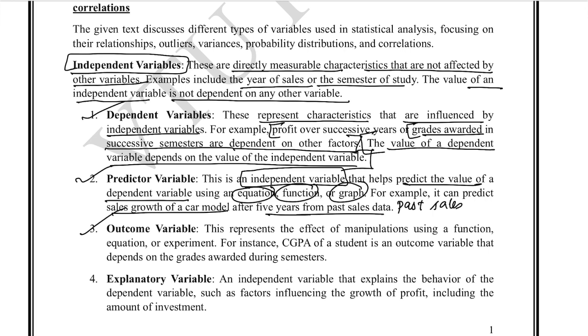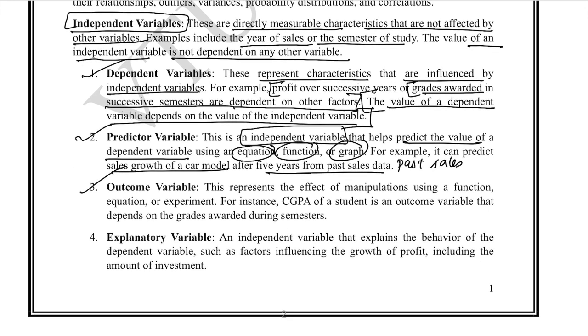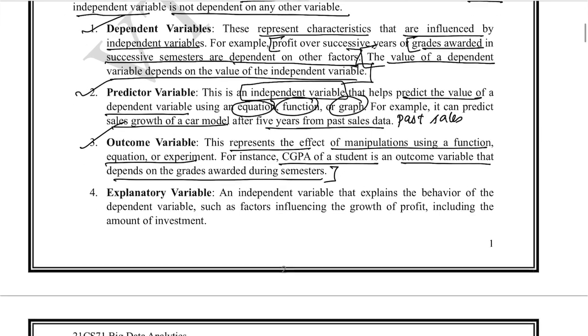Next you have the outcome variable. Outcome variable is nothing but the effect of manipulations. These represent the effect of manipulation using a function, equation, or experiment. That means the variable which you get after you do some experiment. For example, the CGPA of a student is an outcome variable that depends upon the grades awarded in the semesters. Whatever SGPA you have got in all the 6 semesters as of now, cumulatively you get your CGPA. That is nothing but your outcome.